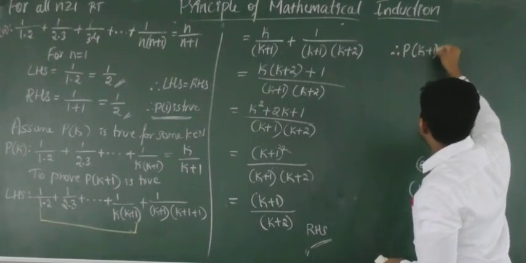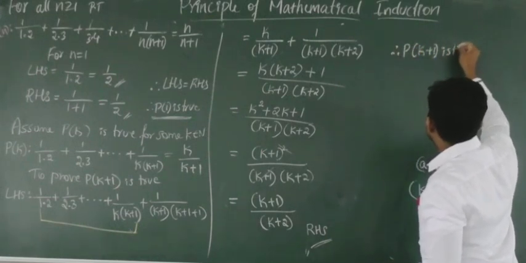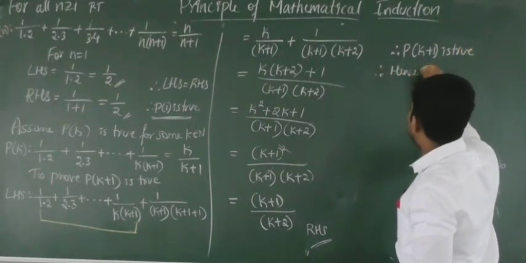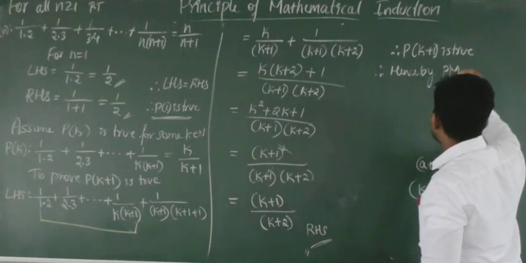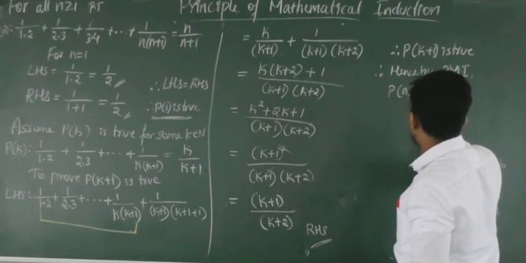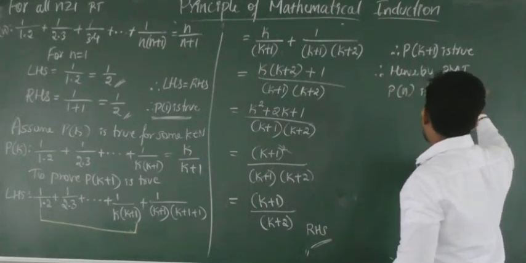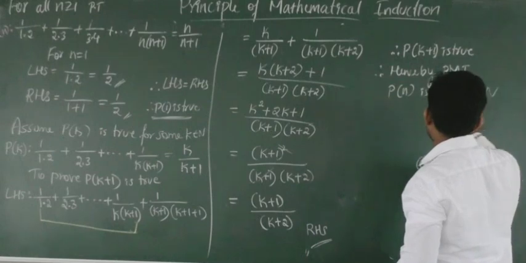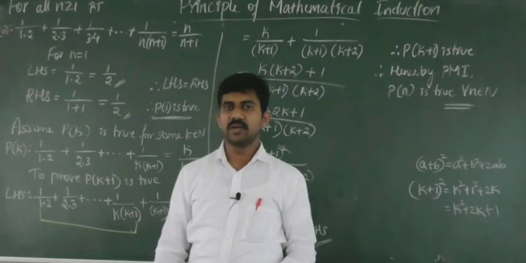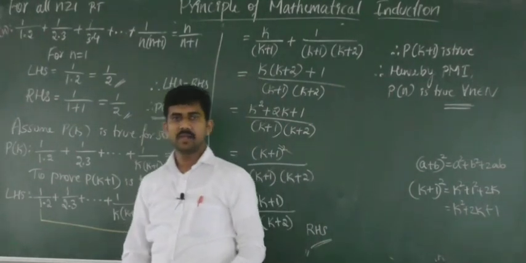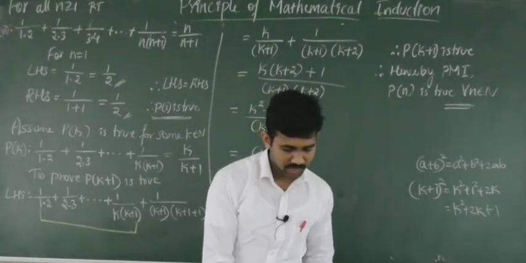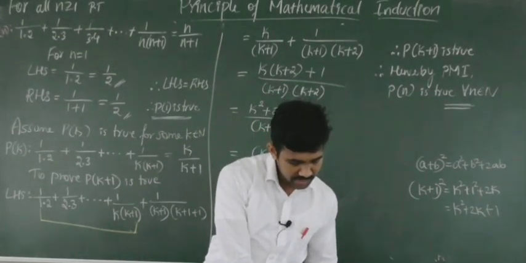P of k plus 1 is true. Therefore we can give the conclusion that hence by the principle of mathematical induction, P of n is true for all natural numbers n. Okay, so like this we have to solve the question. I hope you understood this question. I'll move to the next problem.